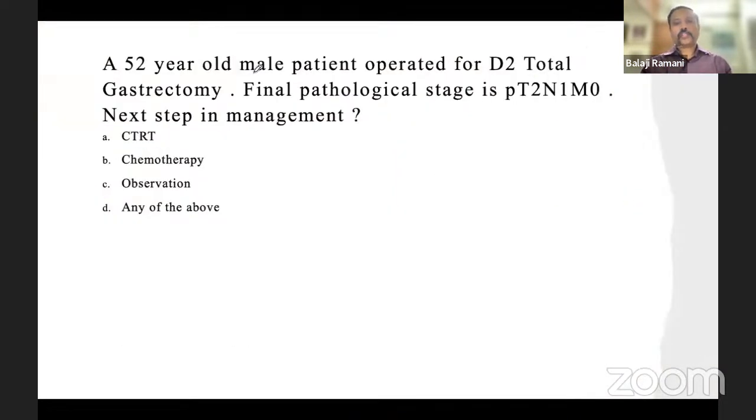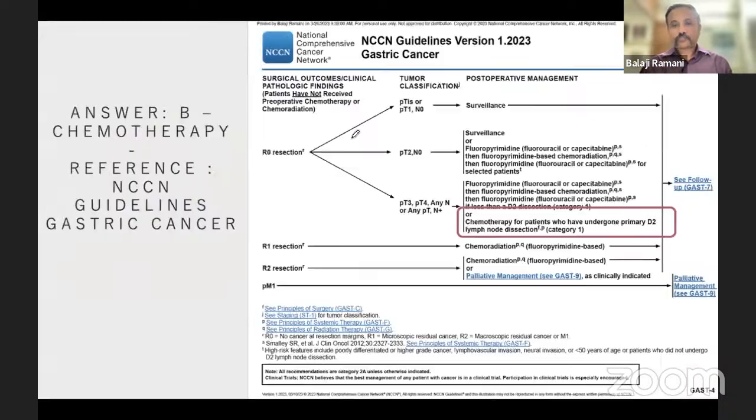Right. Next question is on gastric cancer. A 52-year-old gentleman was operated and underwent a D2 dissection with a total gastrectomy. Final histopathology shows a pT2N1M0 tumor. What is the next step in management? Is it concurrent chemoradiation, chemotherapy, observation, or any of the above? Which is going to be the preferred treatment option for a gentleman post-total gastrectomy? Now, the answer to this is very clear-cut.